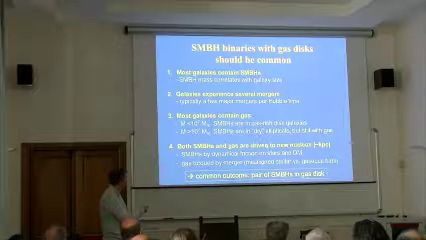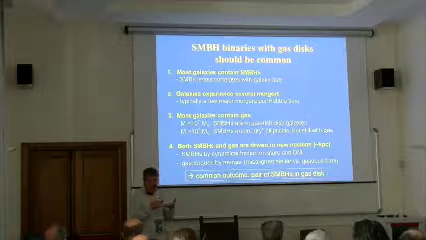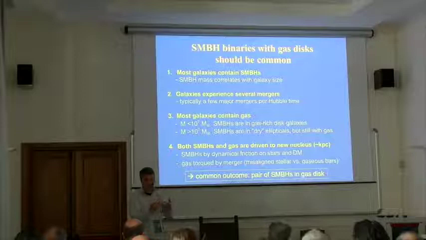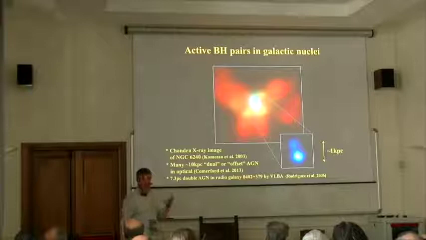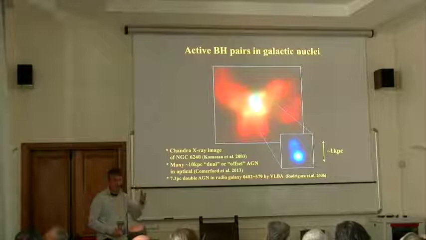A natural outcome of this process is a pair of supermassive black holes in the middle of the new galaxy with the gas that's been funneled in. The gas cools, deflates its pressure in the direction perpendicular to the rotation, and forms a disk. And so the natural outcome of this is a quasar, a gaseous disk enveloping the binary black hole.